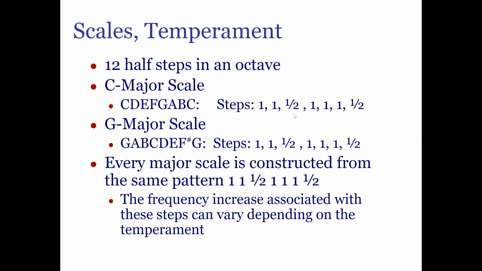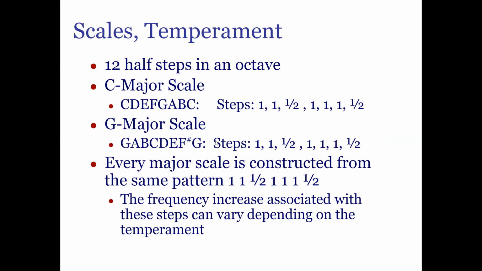Then E to F is a half step. F to G is a whole step. G to A is a whole step. A to B is a whole step. And then B to C is a half step. So 12 half steps, it's 2, 4, 5, 7, 9, 11, 12 half steps.